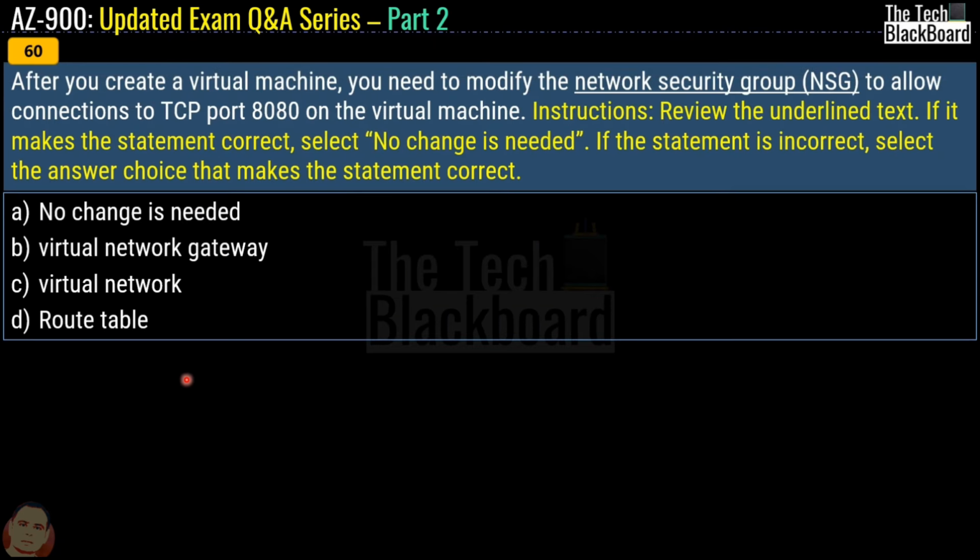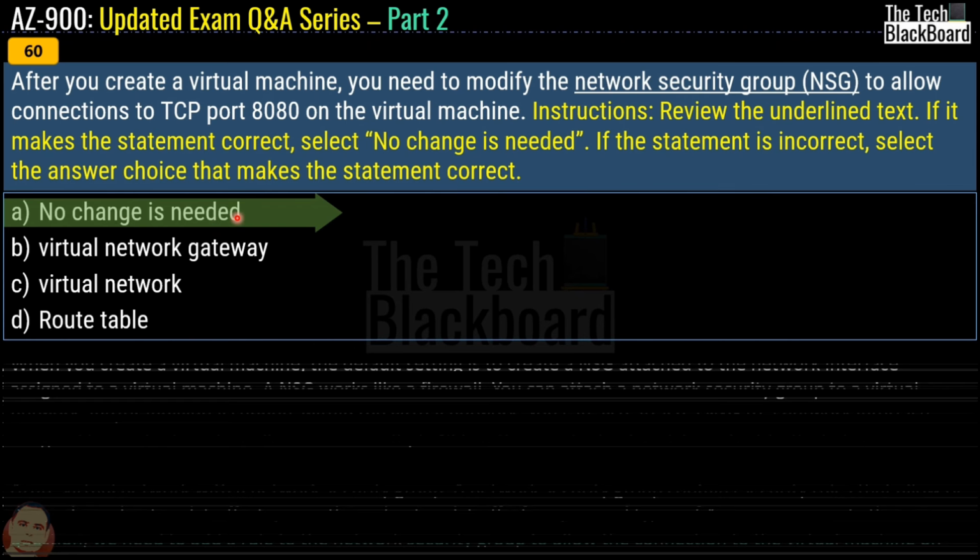Now let's jump to question number 60. This one says that after you create a virtual machine, you need to modify the network security group or NSG to allow connection to TCP port 8080 on the virtual machine. The instructions are again the same. You have to review the underlying text, this one NSG, and choose no change needed if this is a correct statement. Otherwise, you have to choose from the given options. The first option is, of course, no change needed. The second option is virtual network gateway. The third one is virtual network, and the fourth one is route table. The correct answer for this question is option A, no change needed.